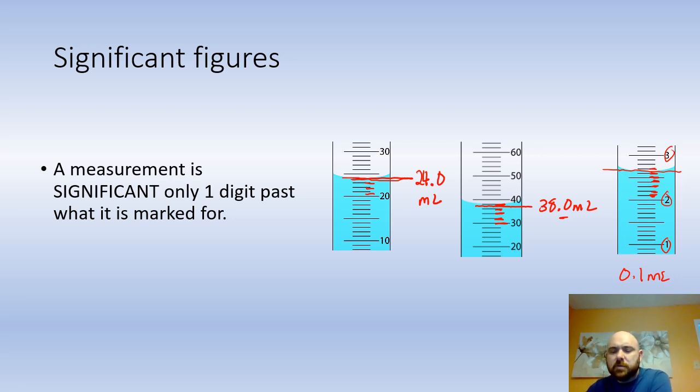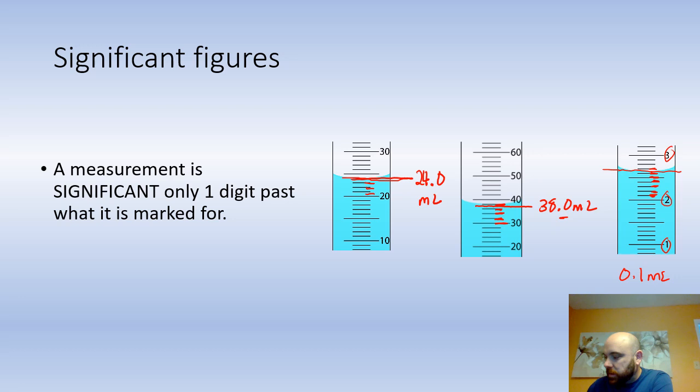Since it seems to be about halfway, what number would fall in between 2.6 and 2.7 about halfway? We can pretty confidently say that this measurement is 2.65 milliliters, because that is about halfway between 2.6 and 2.7. So this would be about 2.65 milliliters.